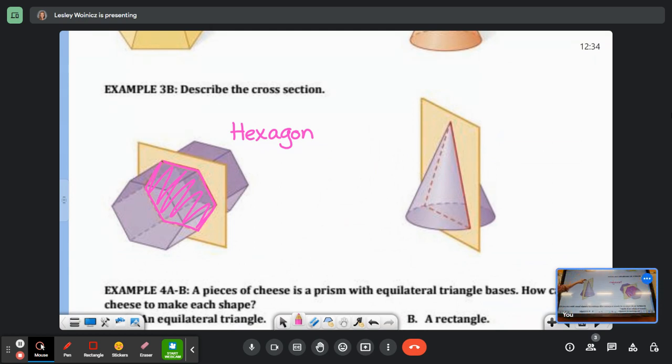Okay, that is a hexagon. Okay, we just did this one with the Play-Doh. This is a triangle.